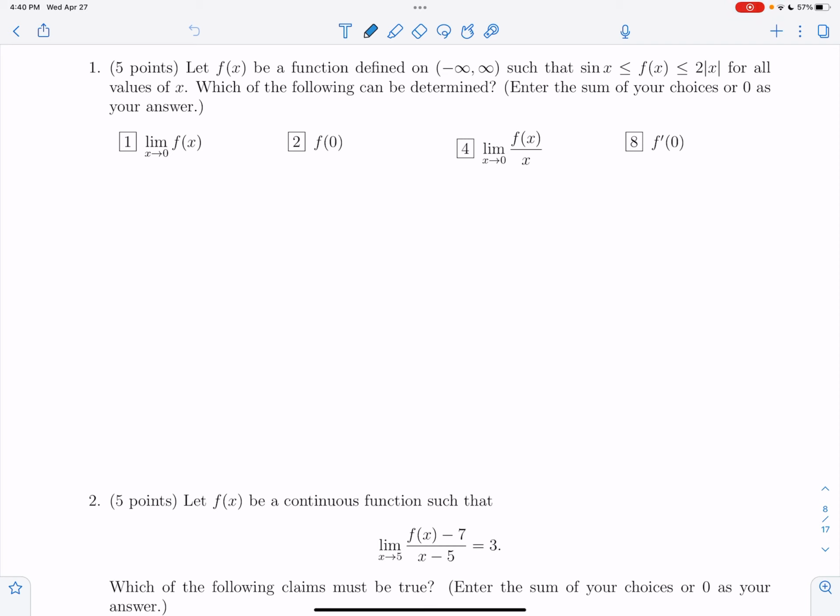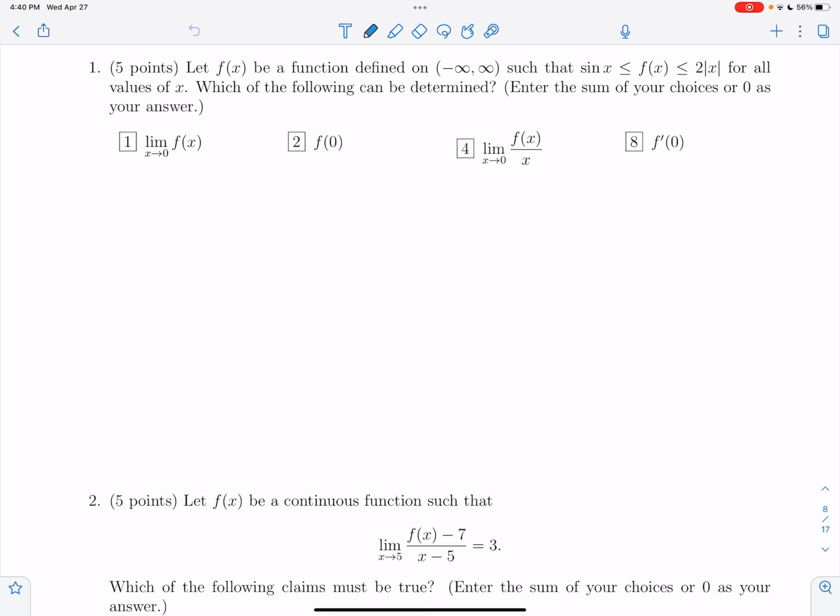Number one, it says, let f be a function defined on negative infinity to infinity, so it's defined for all real numbers, such that f of x is between sine x and 2 times the absolute value of x for all values of x. Which of the following can be determined? Okay, so, well, let's take a look. Can you determine the limit as x approaches 0?